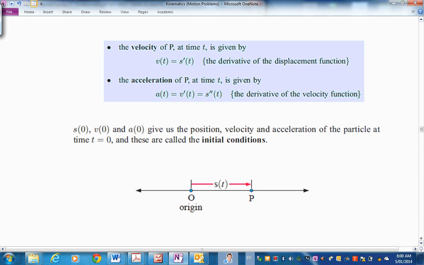Here we are. Let's look at a summary of what we've done. The velocity is the instantaneous rate of change of displacement, or the derivative of the displacement function. The acceleration is the rate of change of velocity, the derivative of the velocity function, or the second derivative of the displacement.